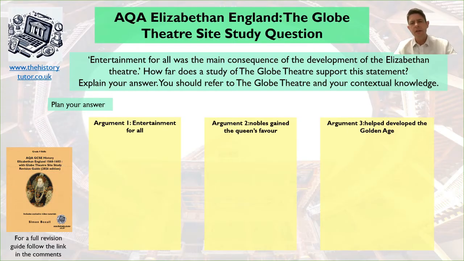So again, now have a look through the notes in your revision guide or on the revision video and see if you can list some ideas and some things you could talk about in your plan for entertainment for all, the nobles gained the Queen's favour and helped develop the Golden Age. Now remember, we're going to be thinking about how far this study supports this. So we might want a little bit of yes and no arguments in there. So positives and negatives could be good to think about in your plan as well. Okay, so take a pause and give your ideas now.